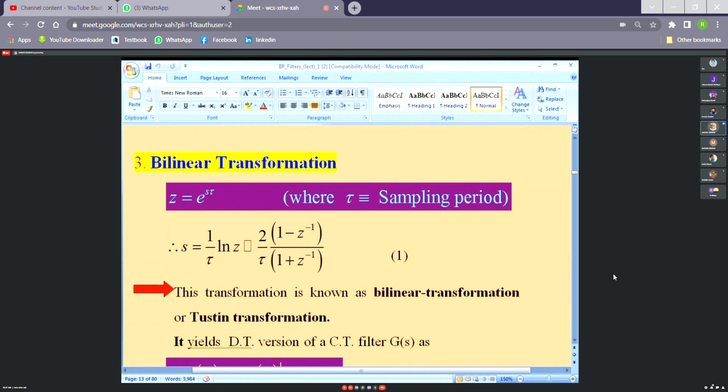Is the material visible? No. Well, is the material visible? Yes, sir. Visible, sir.